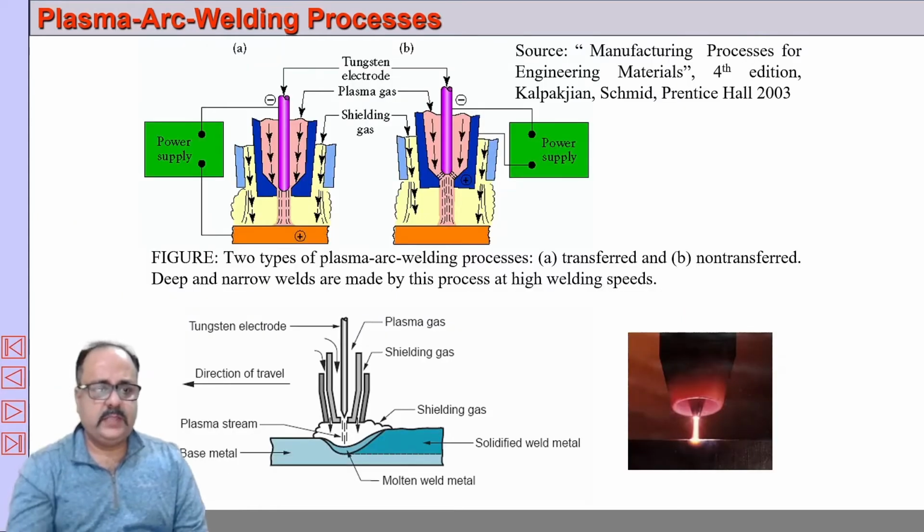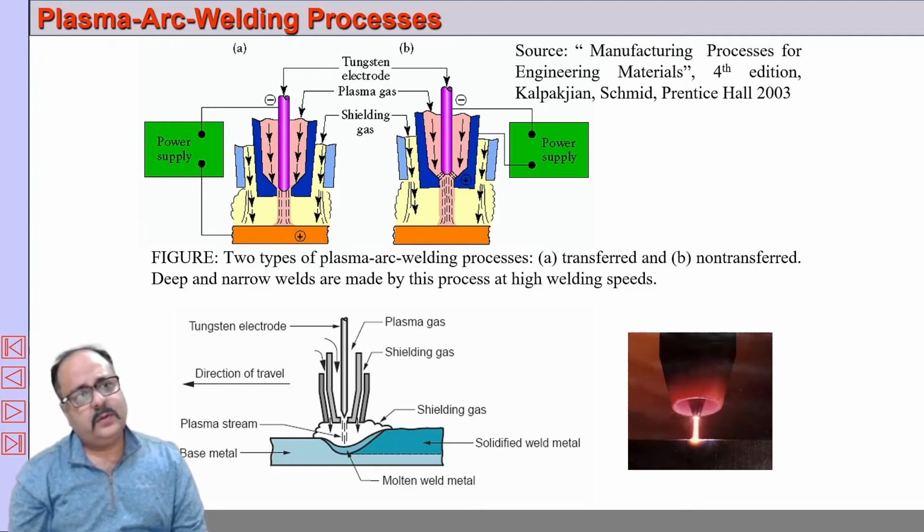Okay. So then we have the plasma arc welding process. Plasma arc welding is also an excellent technique for welding. It gives a narrow, clean weld. However, plasma arc welding is not that popular compared to plasma arc cutting or plasma arc machining. PAM is much more popular. However, let us discuss the welding process in brief.